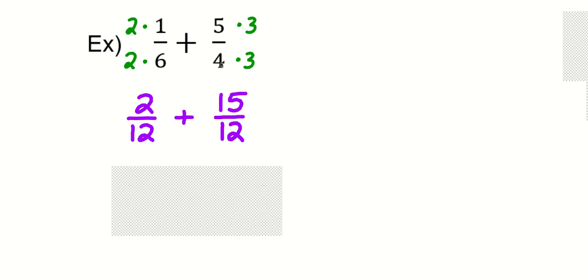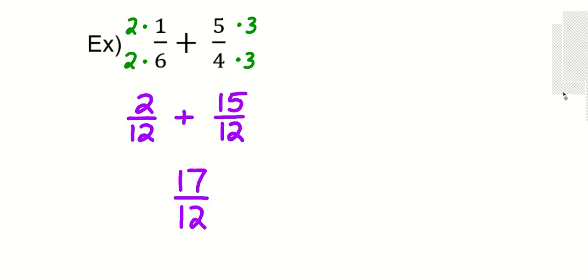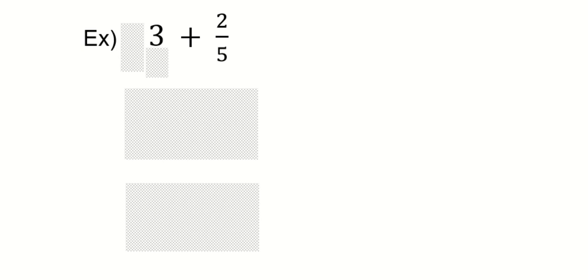We can make 6 and 4 into 12, both of them, by doing 4 times 3 and 6 times 2. Boom. And then you get to here, which means now you can add 2 and 15 to make 17. So the final answer here is 17/12. Thank you very much.